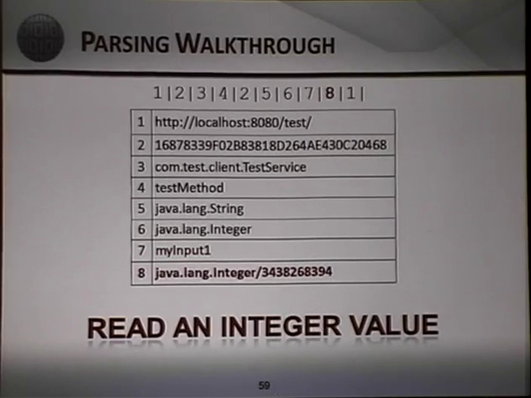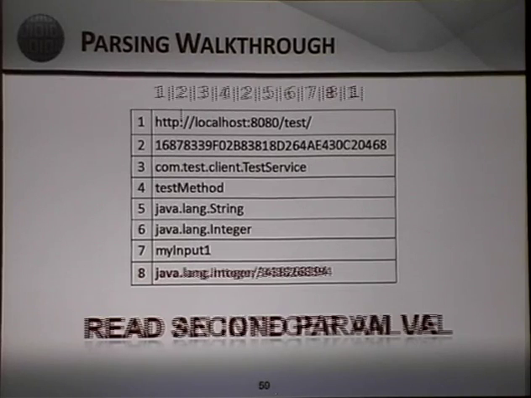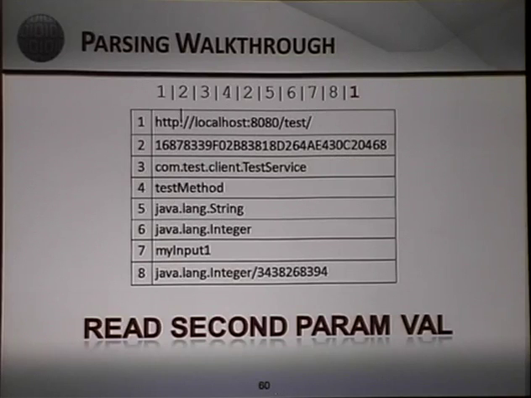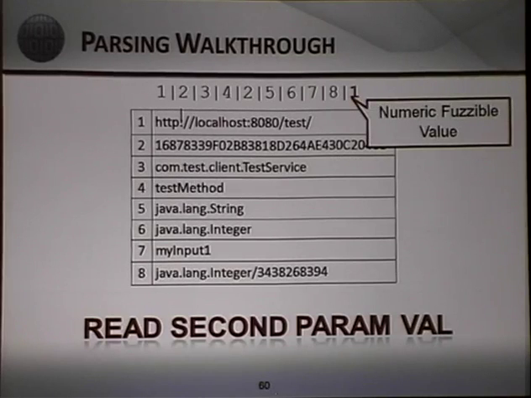Then the next, you read in java.lang.Integer. What this is used for is saying, I'm going to be reading an integer next. All numeric values are going to be stored in the payload. So instead of reading it from the string table, it's actually going to read it from the payload. So once it reads this value, the next value is actually the second parameter that's going to be submitted, so the 1. And this is a numeric fuzzable value. So you can't really submit a string here. It's just going to throw an exception. The only way you can really manipulate this is to submit another number. And these are really places where you're going to be looking for parameter tampering bugs.